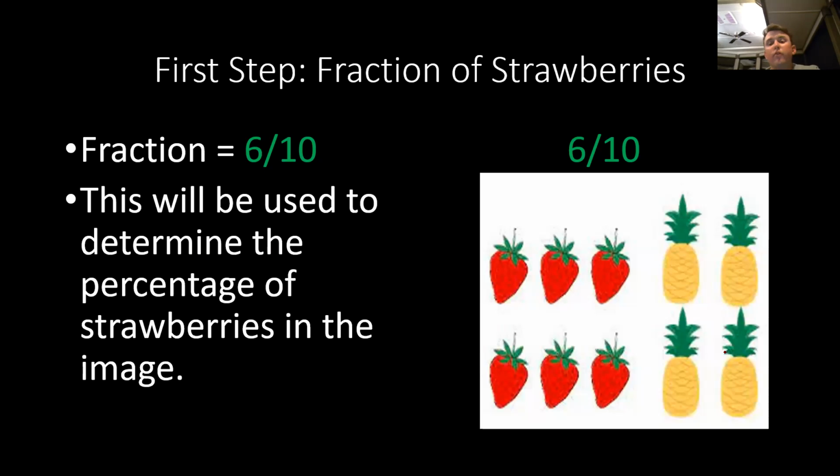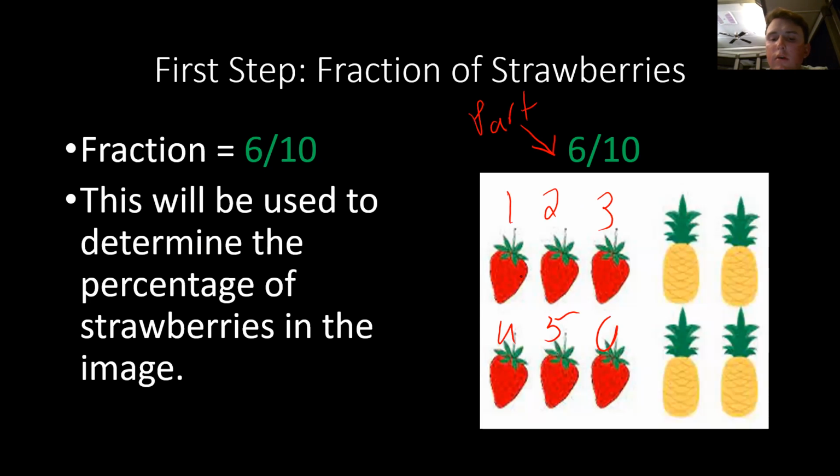First step, we're first going to look at the fraction to find the percentage of strawberries. So the first thing we have to do is find the fraction of strawberries. We're going to take our part, which is our number of strawberries: 1, 2, 3, 4, 5, 6. So 6 is our part. And we're going to divide it by our whole, which is the total number of fruit in the image.